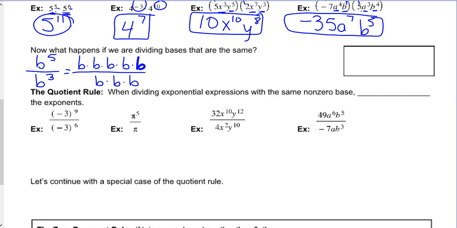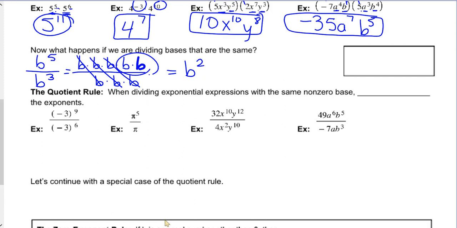Now, when we're dividing 2 things that are the same, like 5 over 5 or 10 over 10, we basically say they cancel each other out or they're 1. So by products here, if I have things that are the same on top and bottom, I can cancel those out. Now look what you have left. You have 2 b's on the top. That gives me b to the second if I want to rewrite that in simplified version.